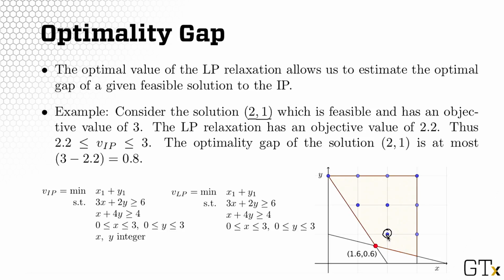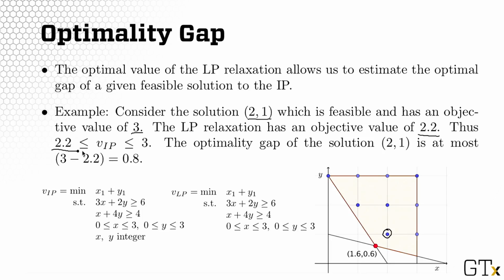Now, how good is this? Is this a good enough solution for the integer program? Well, obviously we do not know this unless we solve the problem, but we can compare it to the objective function value of the LP relaxation and get an idea of the optimality gap of this solution. Recall that the LP relaxation has an objective function value of 2.2, and for this particular solution, we can compute its objective function value, that's 3.